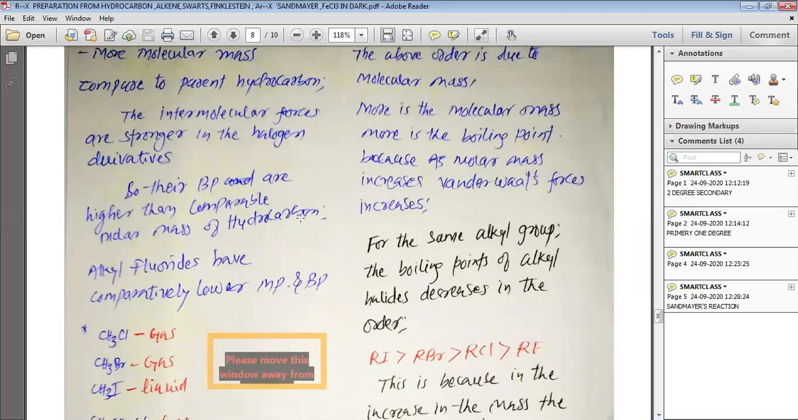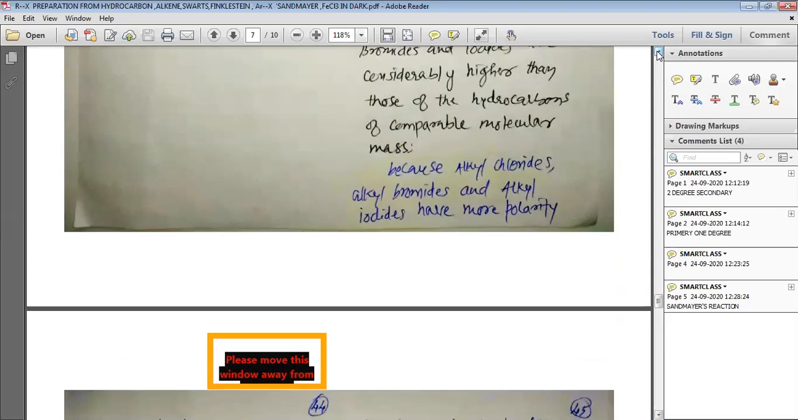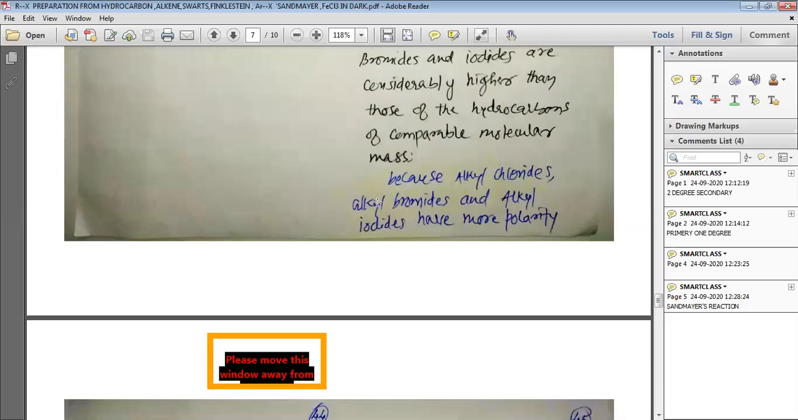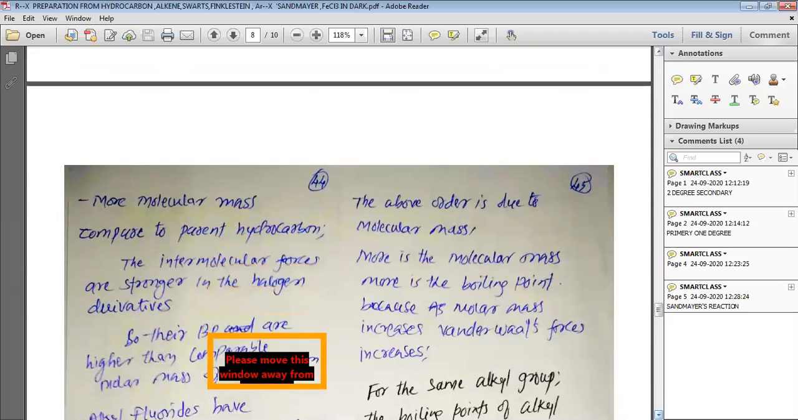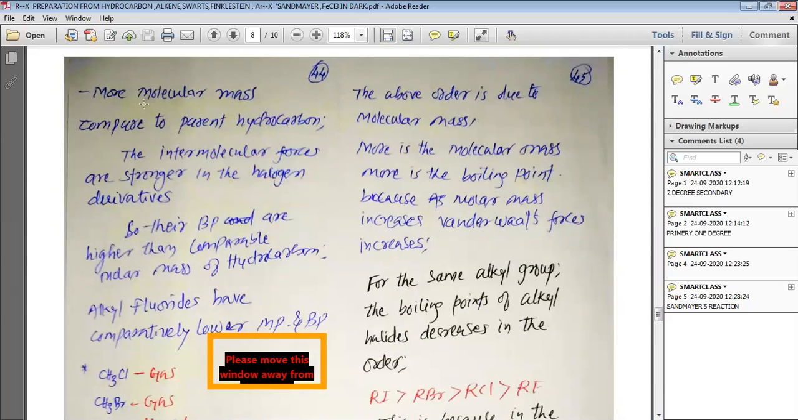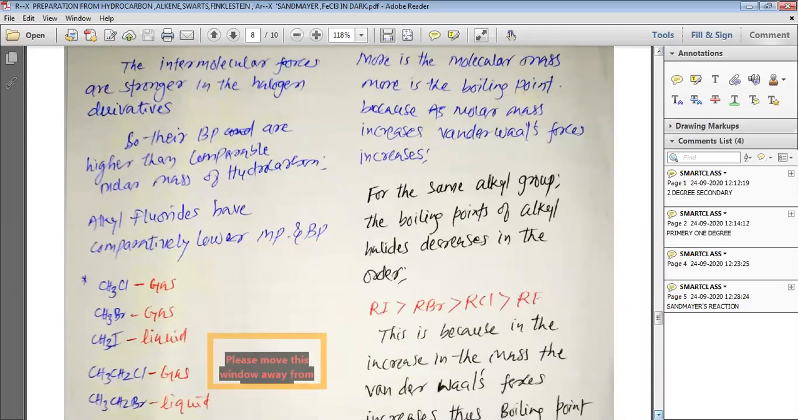So if this kind of question is asked, we can write the answer because alkyl chlorides, alkyl bromides and alkyl iodides have more polarity. This is the first point that we are going to write. Second, more molecular mass. They have more molecular mass even compared to the parent hydrocarbon. The intermolecular forces are stronger in the halogen derivative, and that is why their boiling points or melting points are higher for the comparable molecular mass of hydrocarbon.